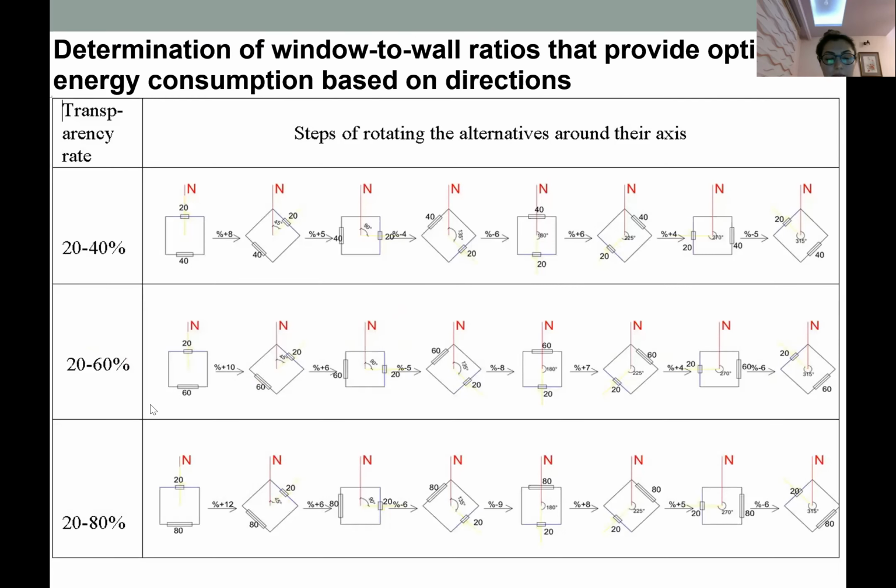As for the determination of window-to-wall ratios that provide optimum energy consumption based on direction, here we have transparency rates. We have alternatives, for example, 20-40% and 20-60%, as shown, with steps of rotating the alternatives around their axis.